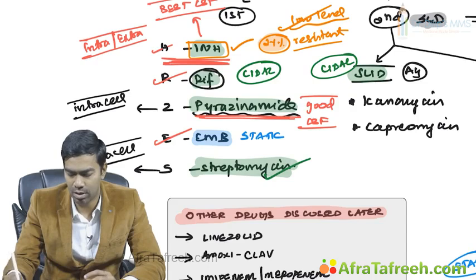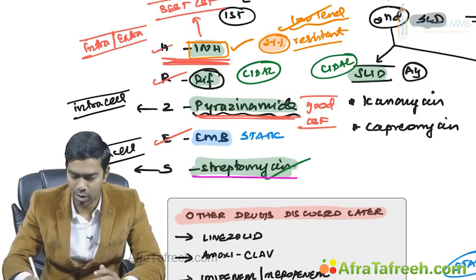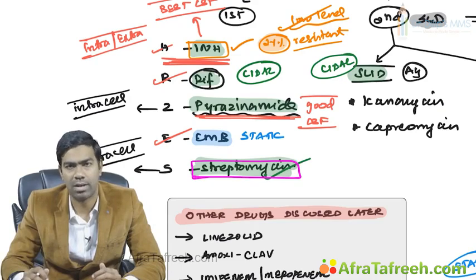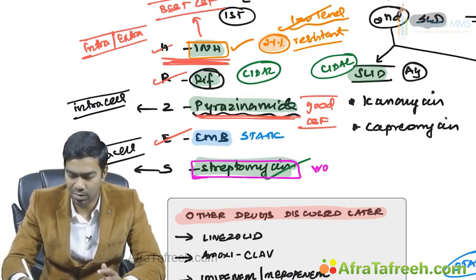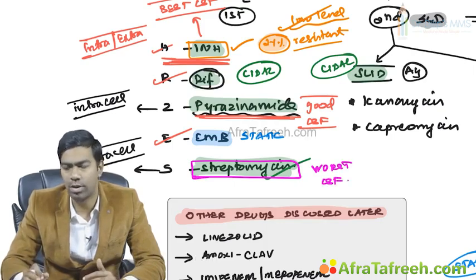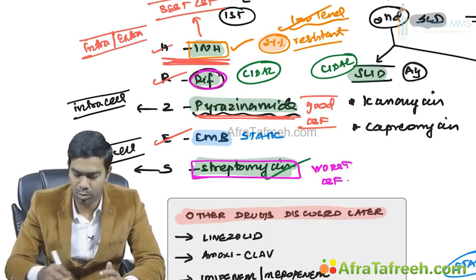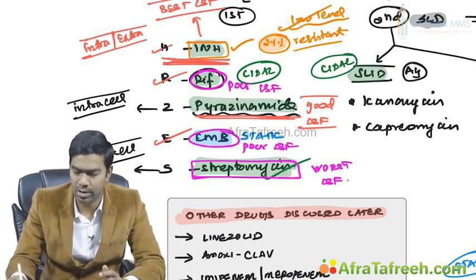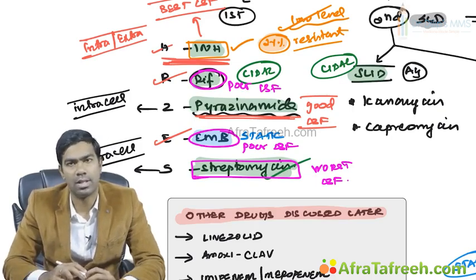But what are the drugs that are not going to have a good CNS penetration, or are going to have a worse CNS penetration? Topmost on the worst is always streptomycin. It's a purely water soluble agent, and it's very difficult for it to cross the blood-brain barrier. So that's why streptomycin has the worst CSF penetration of all. Other drugs, I'm not going to call worst, but poor. Rifampicin, poor. Ethambutol, poor. Even though not the worst like streptomycin, they're going to have a very poor CSF penetration.